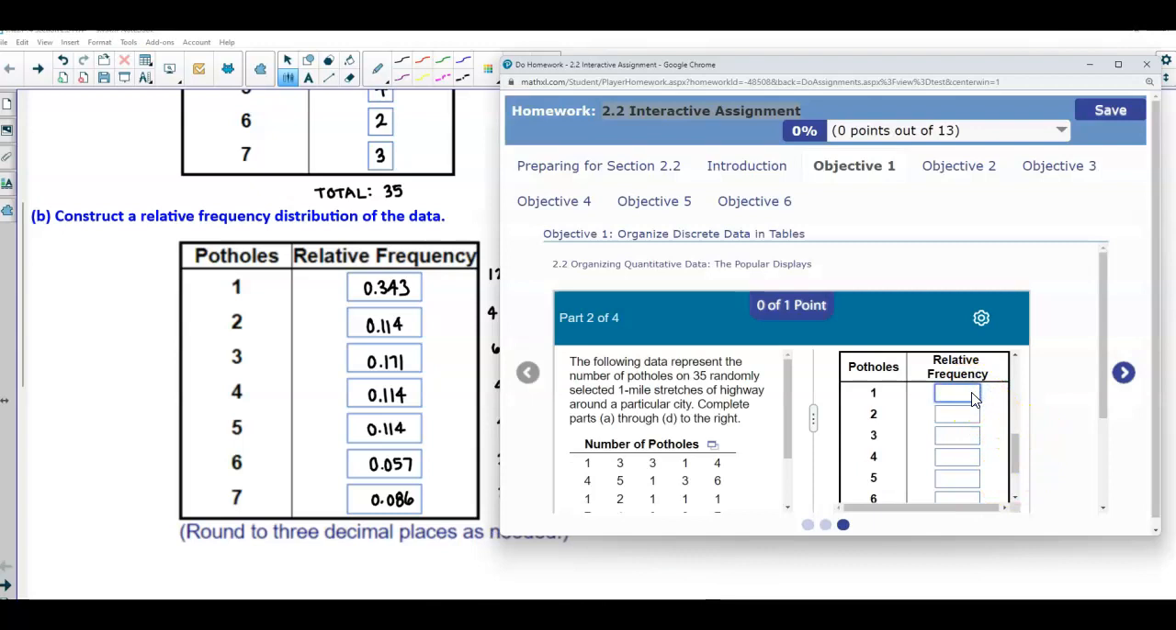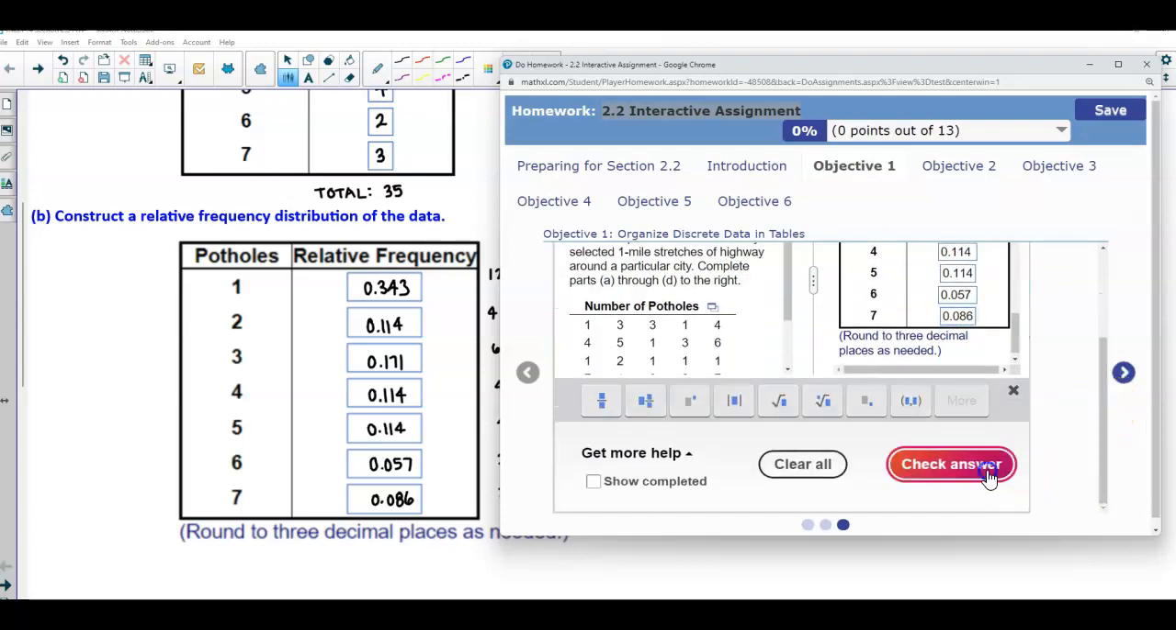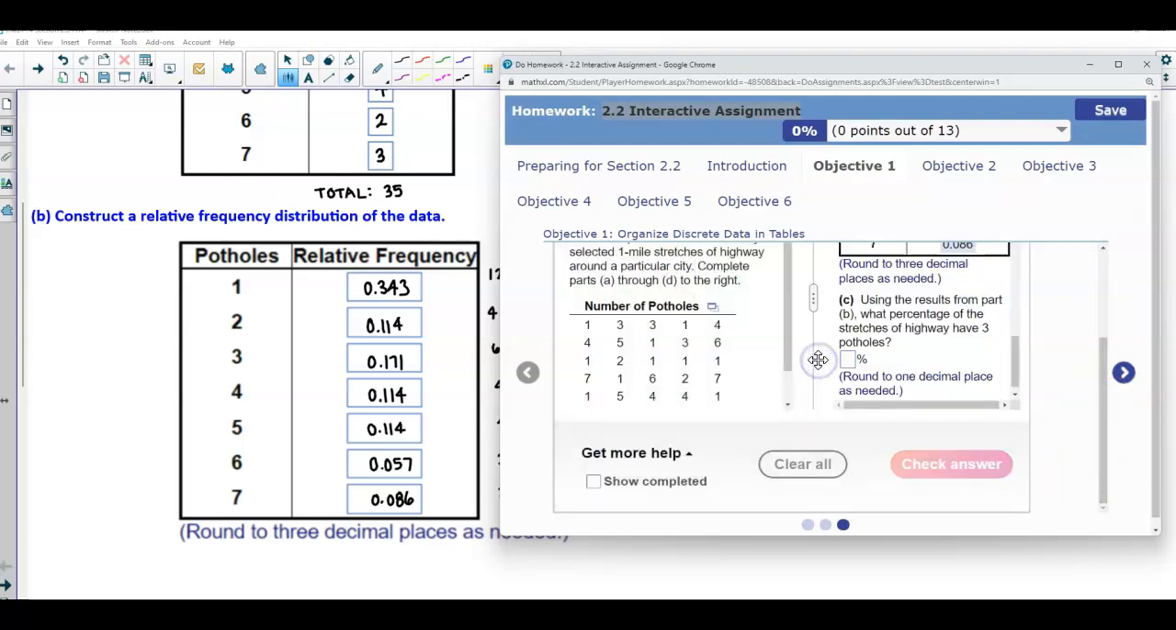So we have 0.343, 0.114, 0.171, 0.114, 0.114, 0.057, 0.086. Let's check our answer, and there is our result.